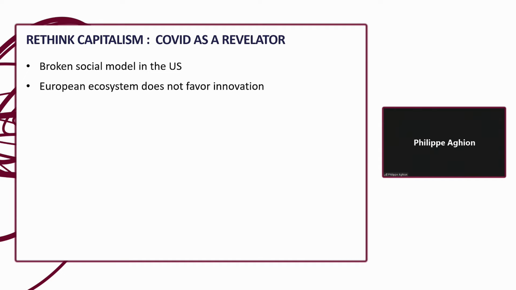So the third thing that we explain in the book is that creative destruction gives you a way to rethink capitalism. COVID turned out to be a revelator. It showed that you had a broken social model in the US. We knew that, but it was enhanced by COVID. And it also showed the extent to which the innovation ecosystem in Europe is below the efficiency frontier.